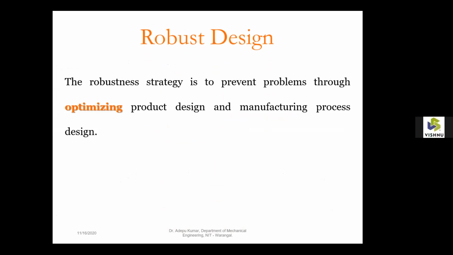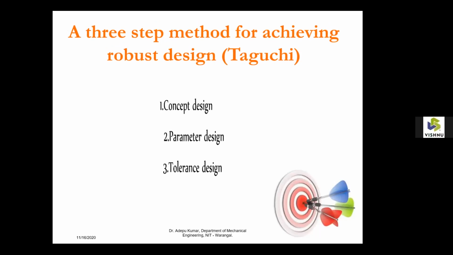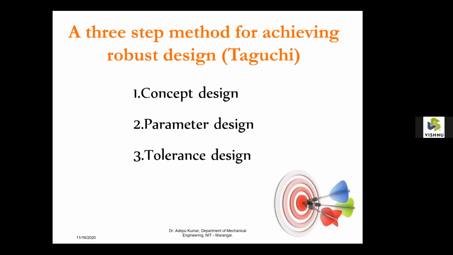Robust design strategies prevent problems by optimizing product design and the manufacturing process. You have to optimize the process, or you have to optimize the product design. You have to optimize the system using this tool. There are 3 steps for achieving a robust design: concept design, parameter design, and tolerance design.